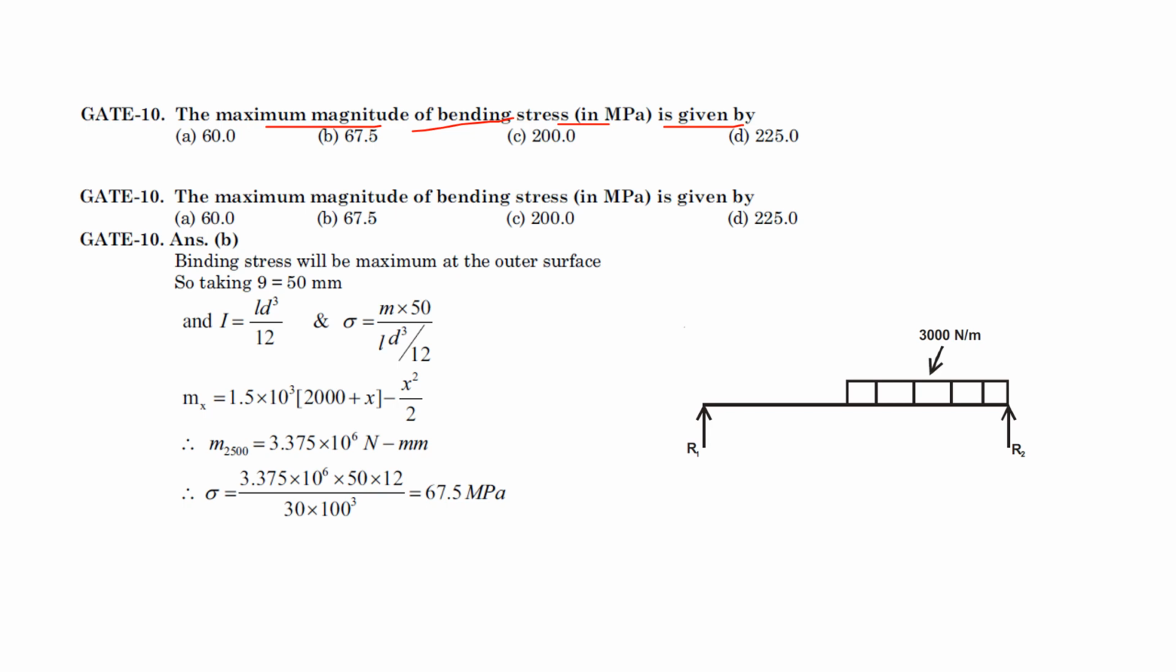Okay, so they have given the width and height of the beam, so you can write moment of inertia I = bd³/12. Okay, so this is nothing but the standard expression, sigma = My/I, where M is nothing but bending moment. This is the standard expression.